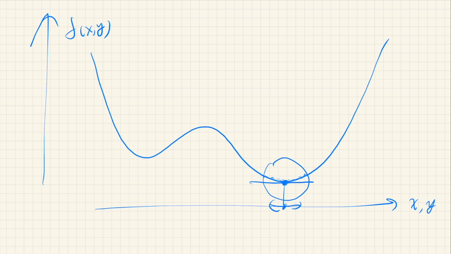And similarly, this point is a local maximum because if we look around the neighbor of this point, there are no points that give a greater value than the value of this point. So that is the intuitive meaning of local minimum and local maximum.